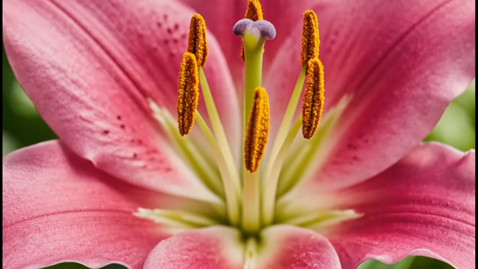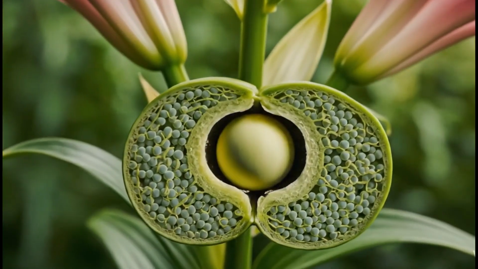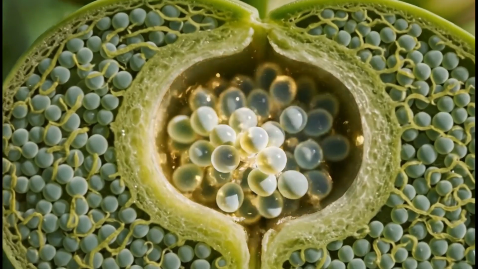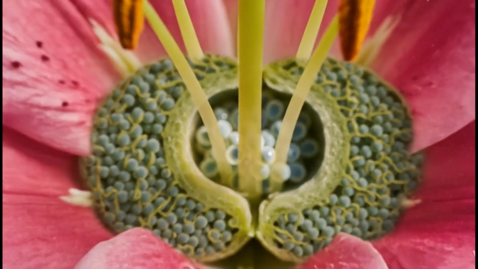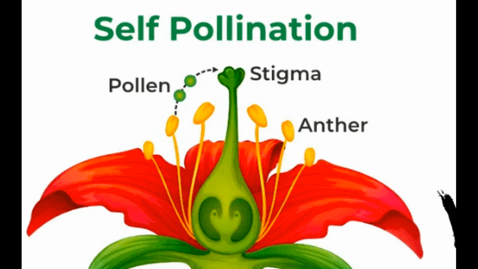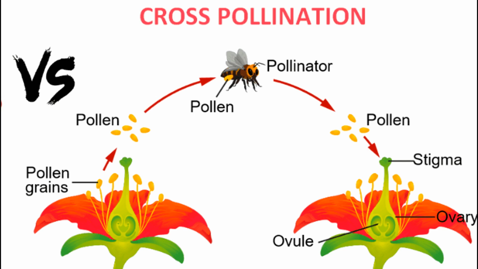Here we see the stigma, the style, and moving down into the ovary, we find the ovules within. Self-pollination is when pollen from the same flower or plant fertilizes the ovules, while cross-pollination happens when pollen from one flower or plant fertilizes the ovules of another flower.